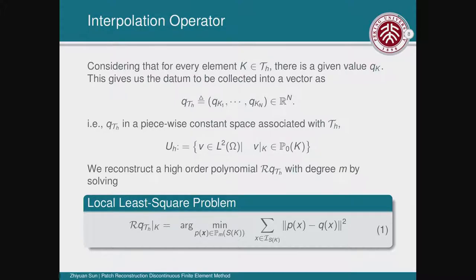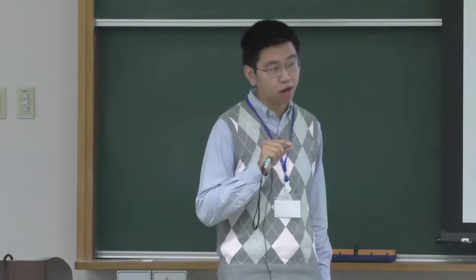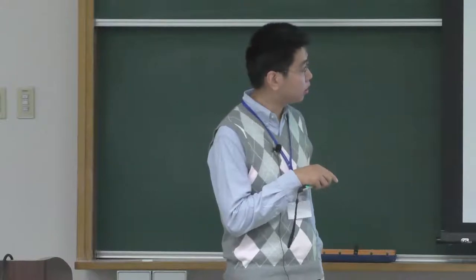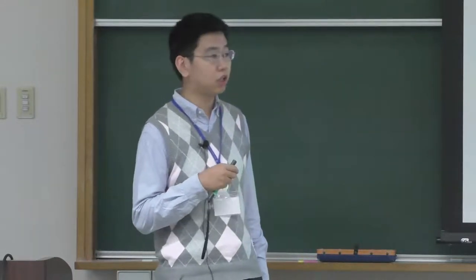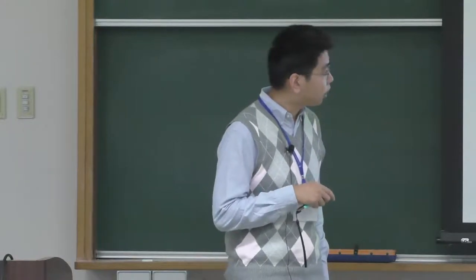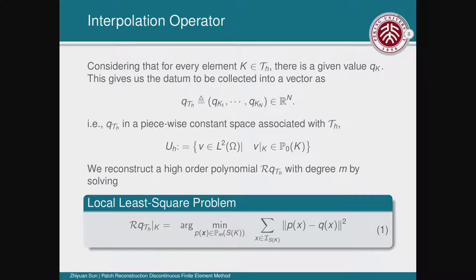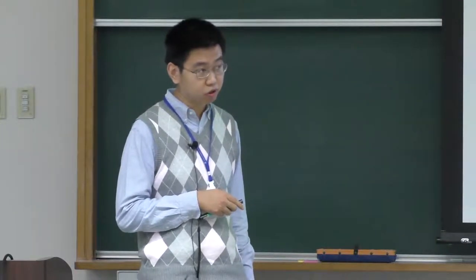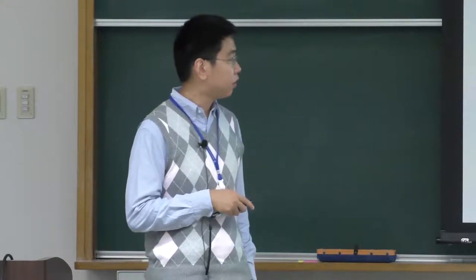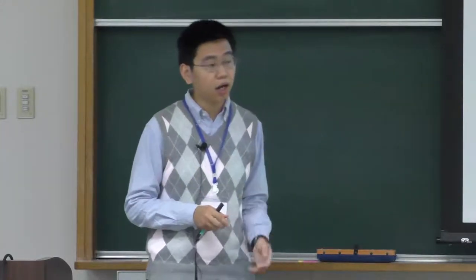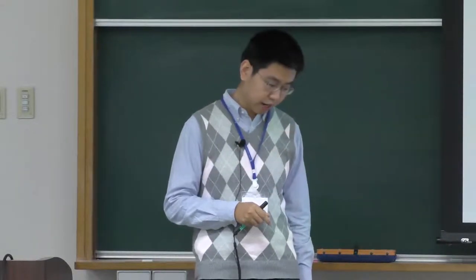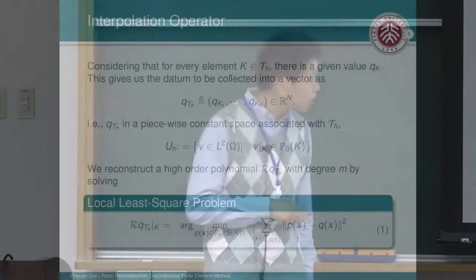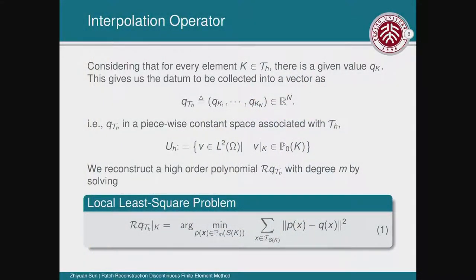Our interpolated function is a piecewise constant function on every element, and it is in the piecewise constant space associated with the partition. And we construct the high order polynomial by the least square process. We think of a least square approximation based on the collocation points, and then we get a polynomial on the entire element patch, but we just restrict it to the current element and abandon other information on the entire element patch.